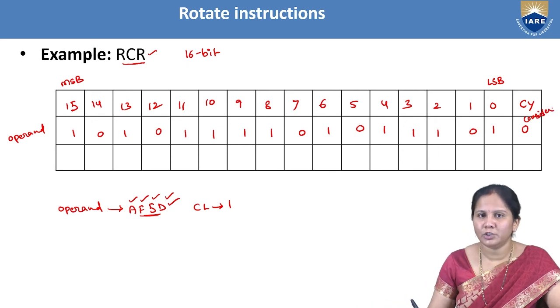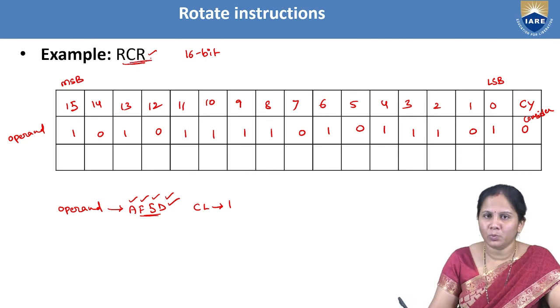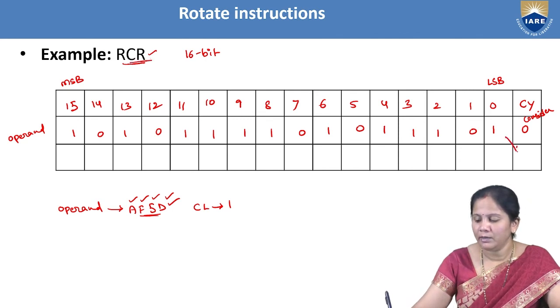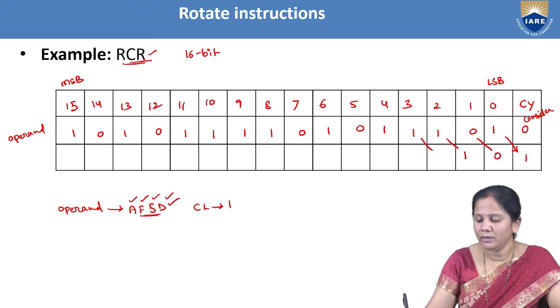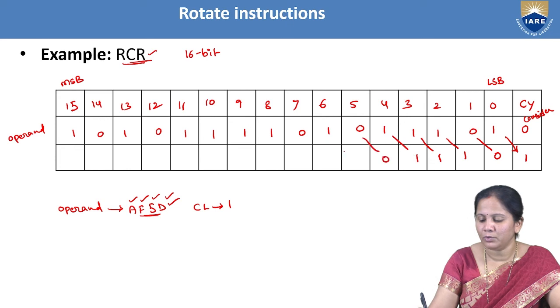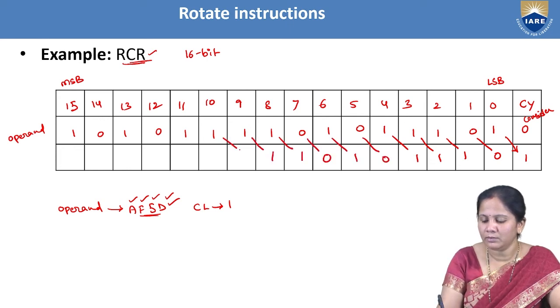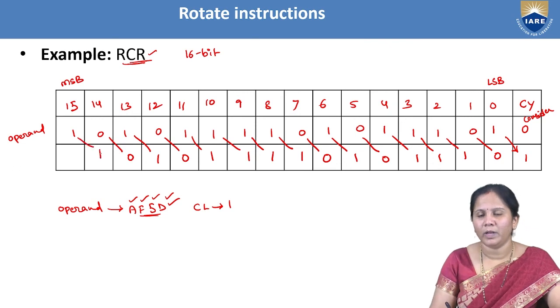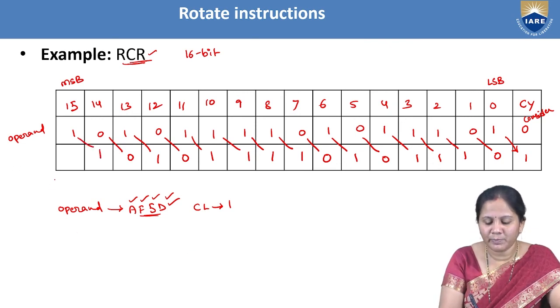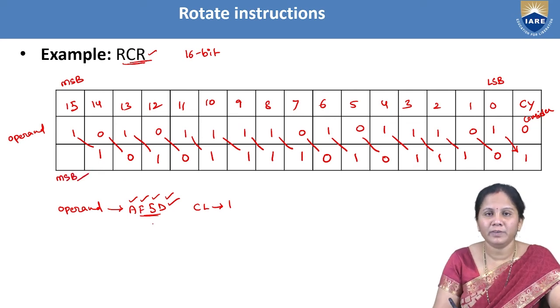For example, consider 0 is a carry bit. Okay. So when it is rotated towards right, here 1, 0, this is 1, 1, 1, 0, 1, 0, 1, 1, this is 1, 1, 0, 1, 0 and here comes 1. Okay. So this MSB bit is vacant. This MSB bit should be filled with a carry bit.